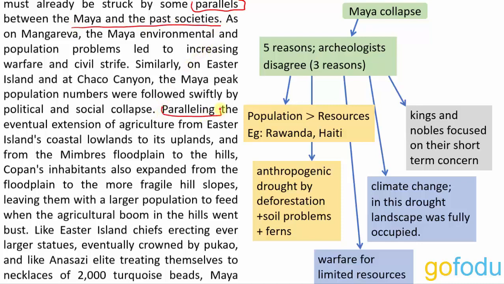Paralleling the eventual extension of agriculture. Again, the comparison continues. Paralleling the eventual extension of agriculture from coastal lowlands to its uplands and from the floodplain to the hills, sea's inhabitants also expanded from the floodplain to the more fragile hill slopes, leaving them with a larger population to feed when the agriculture boom in the hills went bust. Like chiefs erecting ever larger statues, eventually crowned by P, and like A treating themselves to necklaces of 2000 tea beads.